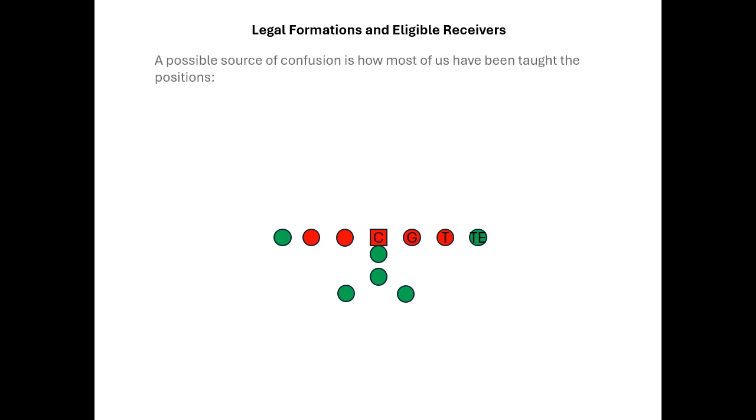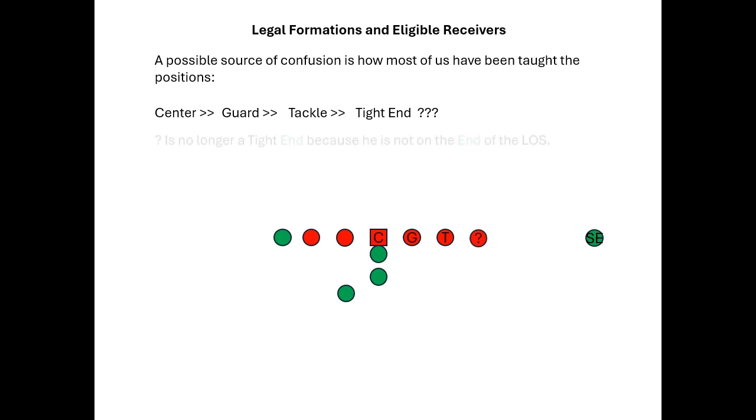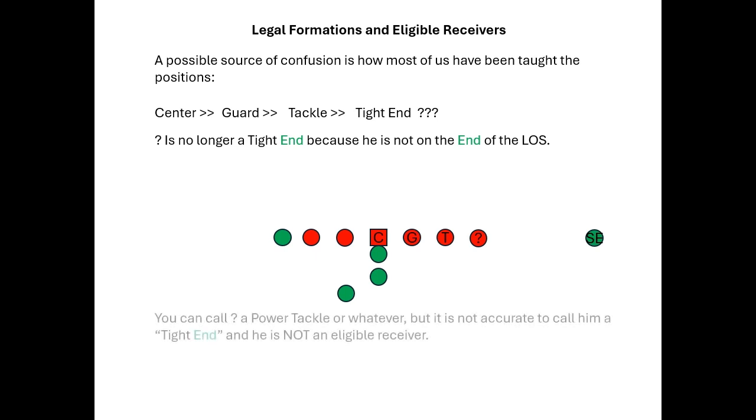Now, I think a possible source of this confusion in youth is how we've all been taught the positions: center, guard, tackle, tight end, right? Or is he? If we move the split end out there and cover the tight end, he becomes something else. We'll call him question mark. He's no longer a tight end because he's not on the end of the line of scrimmage.